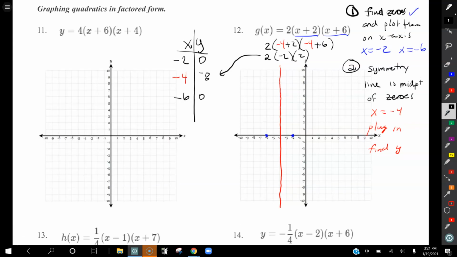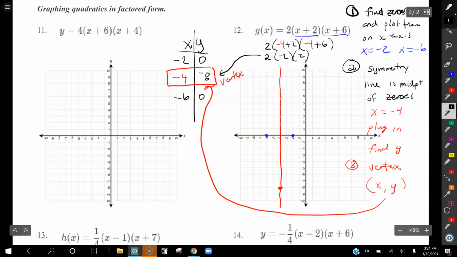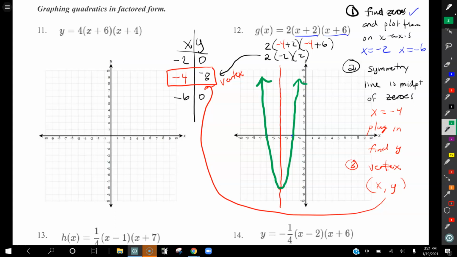What I've just found here is a super important point: I've just found the vertex. That was the whole point of this symmetry line, to be able to get the vertex. The vertex is my x and y combination that I get from over here in this chart. Let's put that dot on here, -4, -8. Now I have a really good idea of what my graph looks like. My graph is going to come down, go back up, and there we have it. We have a parabola that's really skinny that opens up.